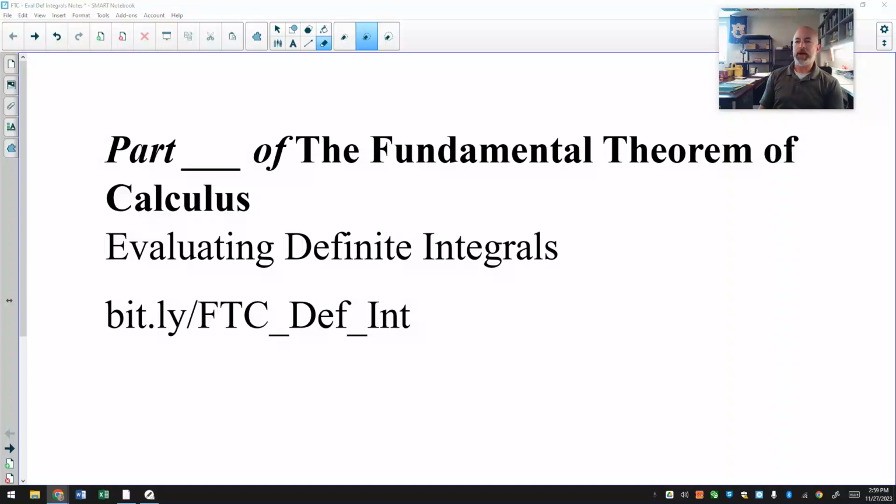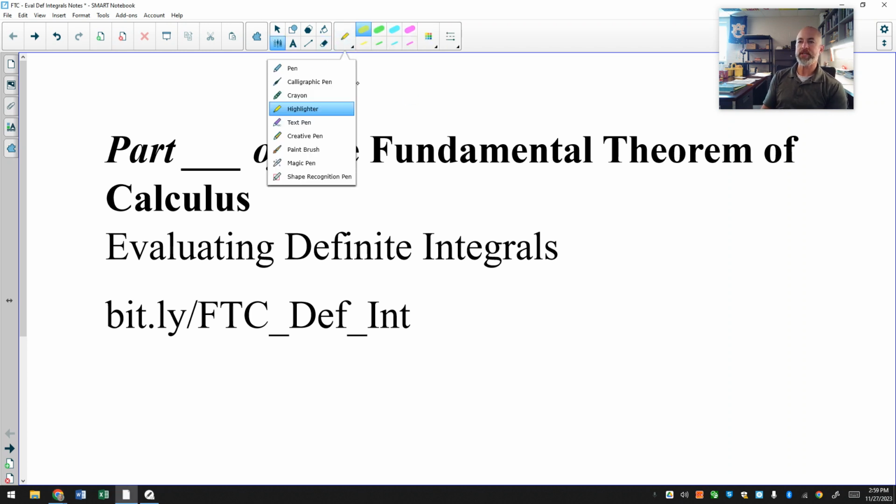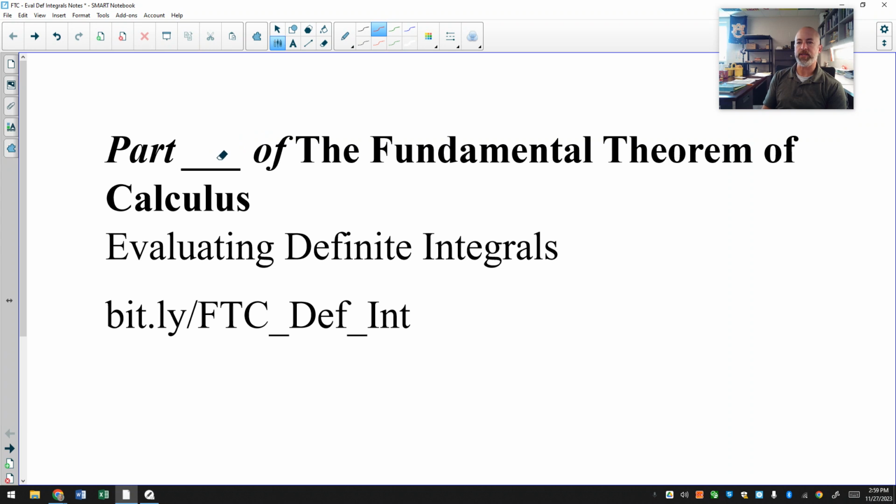Hey, we're going to talk about part of the fundamental theorem of calculus today. And there are two parts of the fundamental theorem of calculus. The reason I left this blank is because textbooks don't agree on what is part one and what is part two. However, in Googling and looking it up, trying to find a definitive answer, it does appear that most textbooks do call this part two of the fundamental theorem of calculus.